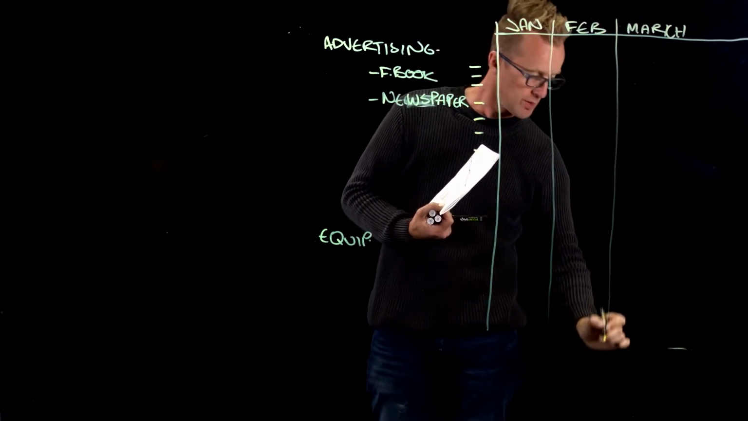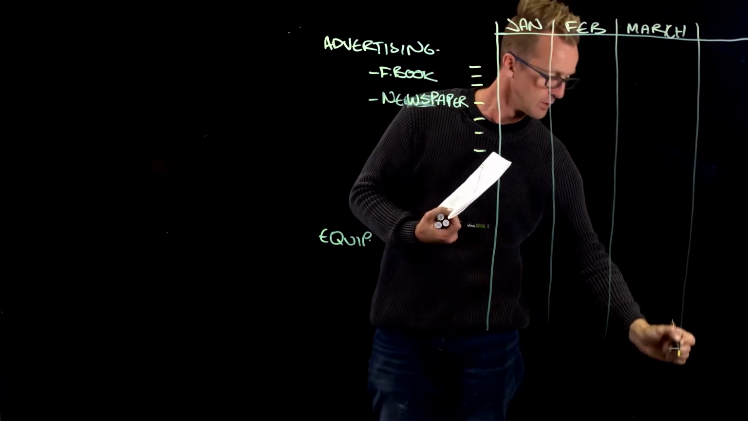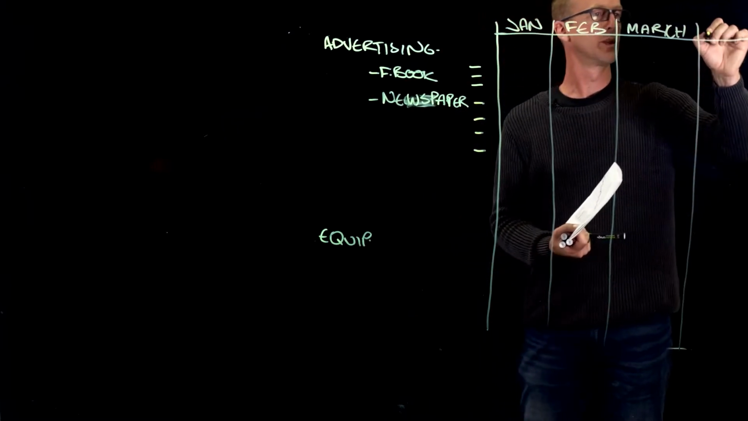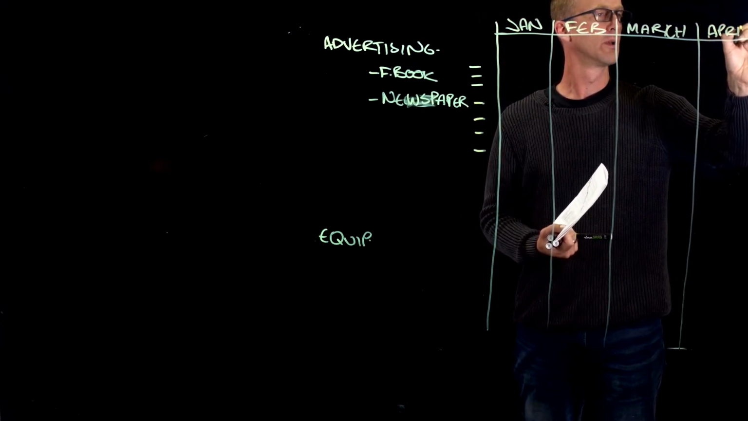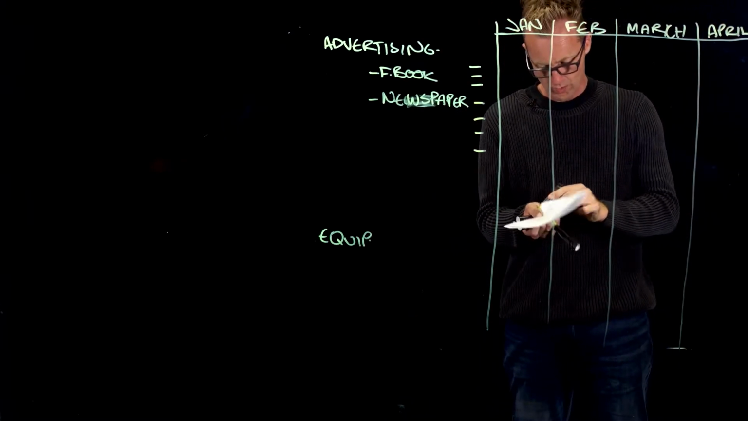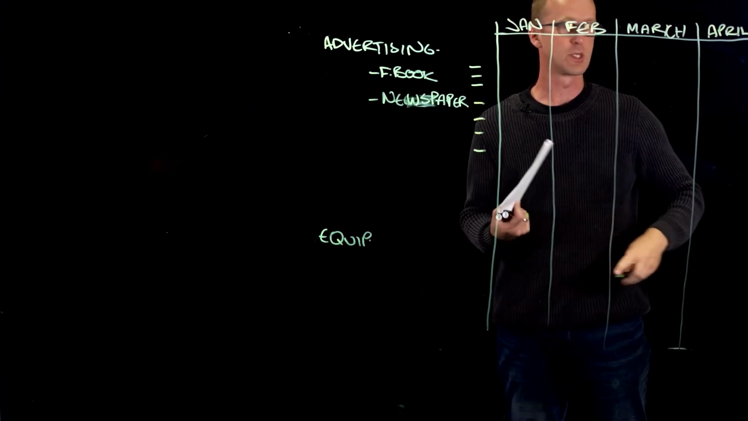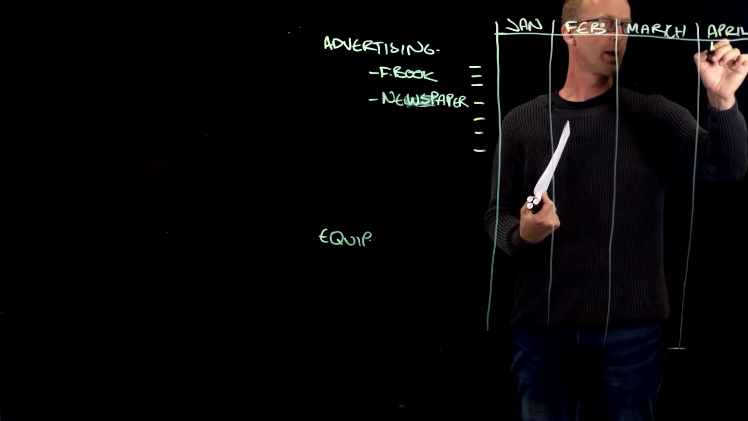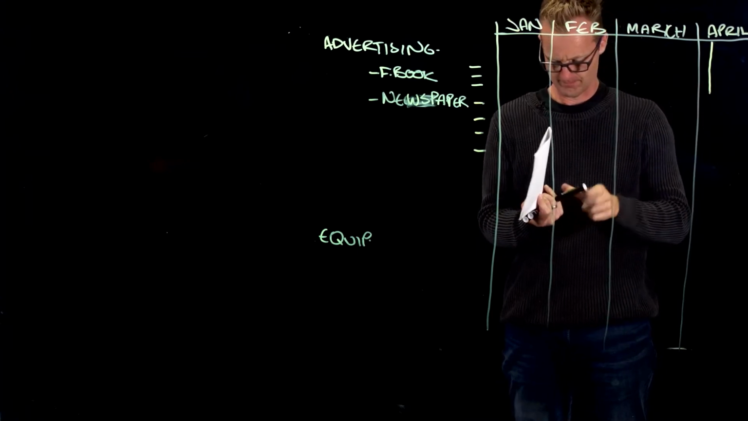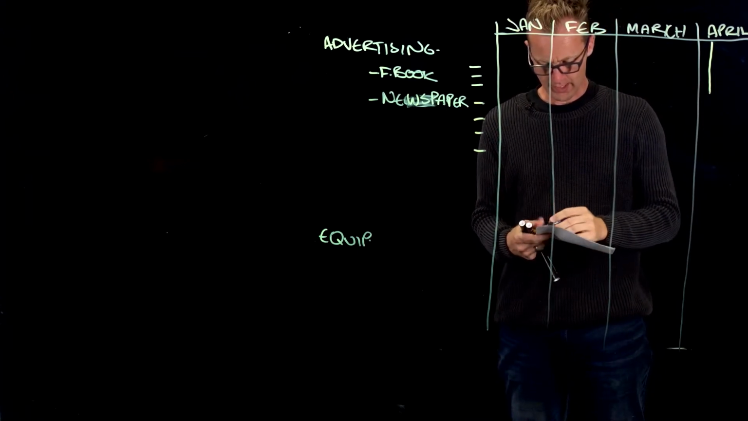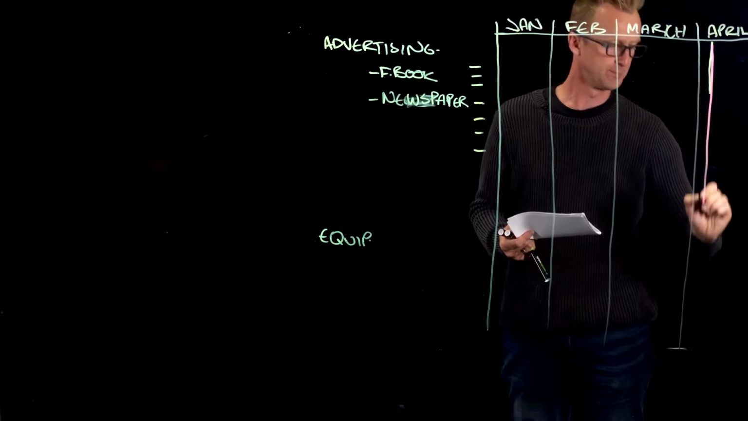Now, obviously, what you need to start with is the event. So where are we going to end up? Well, we know that our event is at the start of April. So we've got a due date here. Everything has to happen before then.